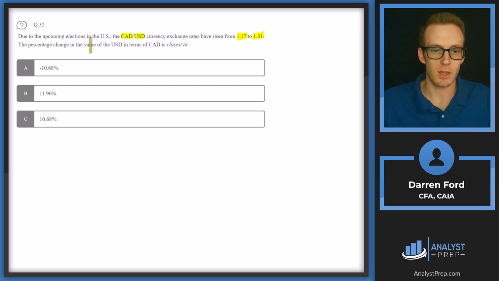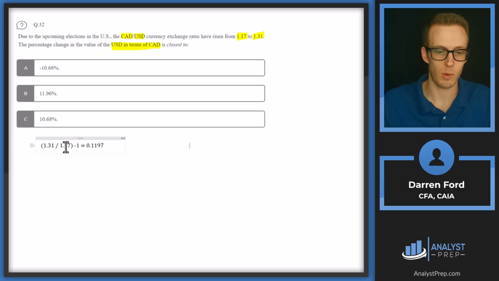So the percentage change in the value of USD in terms of CAD is closest to. So we should have a positive number here. Since our rate increases, that means USD has appreciated. So our USD in terms of CAD should be greater. This is going to be a pretty simple return calculation since we already have the currency in the terms that we want. So we're just going to do 1.31 divided by 1.17 minus 1. That's going to give us 11.97%, probably just some rounding errors here. So we'll go with answer B.